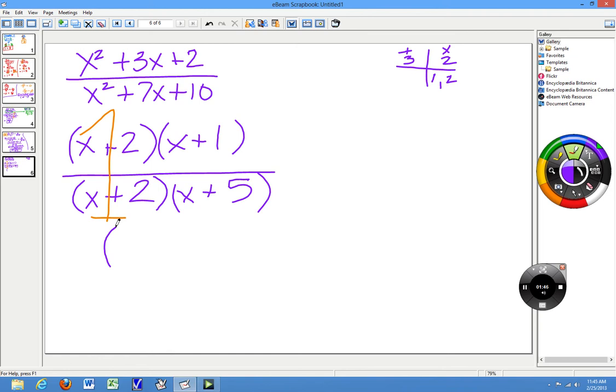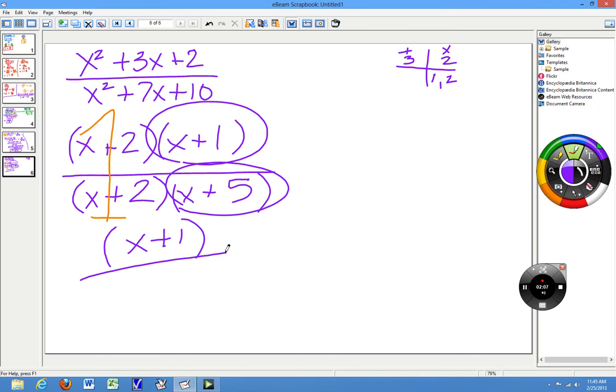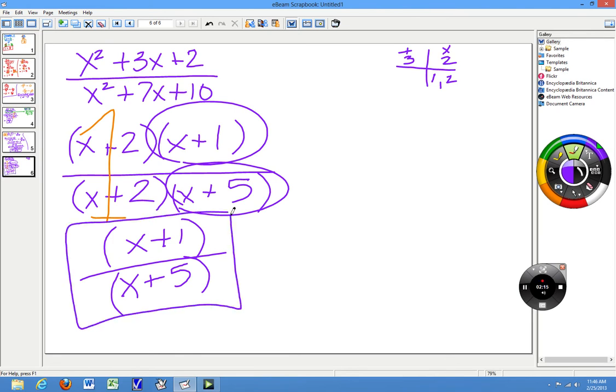2x. Nope. Want to try again? No? Who wants to help? Tessa? 1 plus. Nope. What do you think, Tyler? X plus 1 over x plus 5. Yep. X plus 1 is left in my numerator and x plus 5 is left in my denominator. Okay, so this is my answer to simplifying this problem.